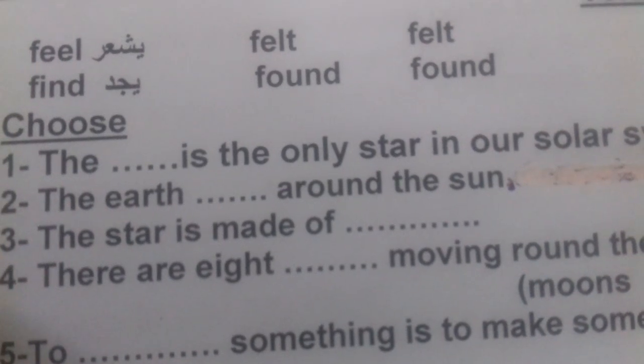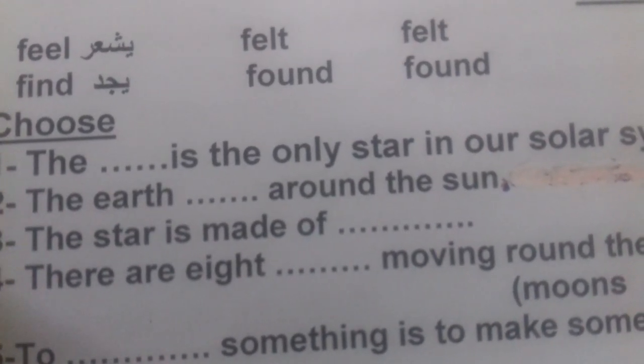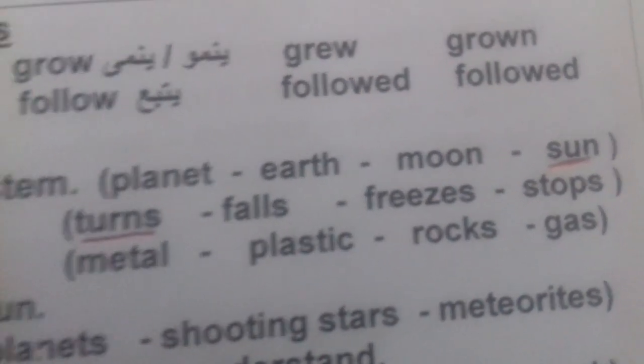Question 3. The star is made of gas. النجم بيصنع من ايه؟ metal, plastic, rock, gas. Yes, النجم بيصنع من gas.